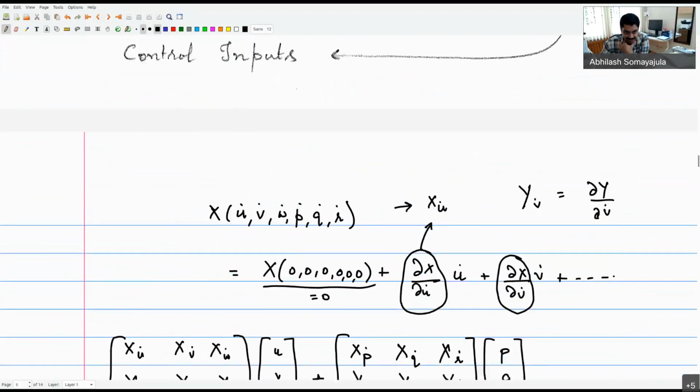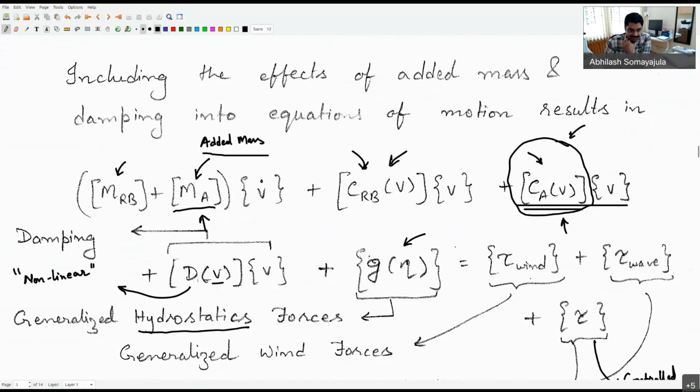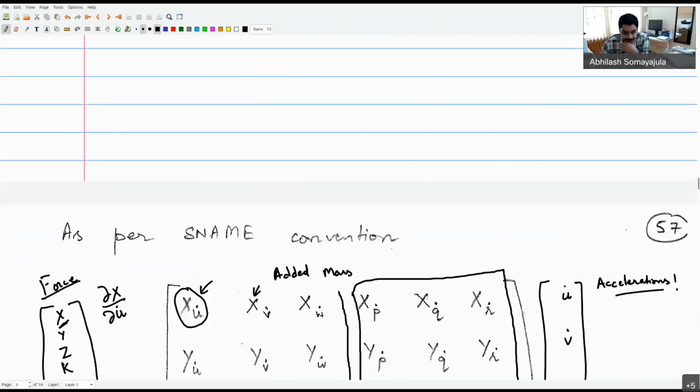So let me come back here. Let's see what we have covered. We know what to do with this. We know what to do with this. We know what to do with this. And we also know what to do with this. Next, we'll talk about the so-called dissipative forces or the damping forces, and we'll try to understand what's going on there.